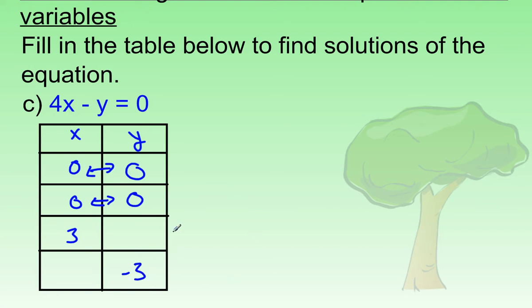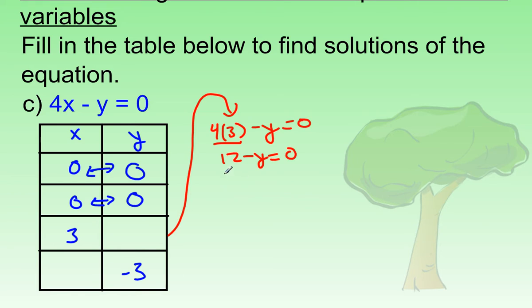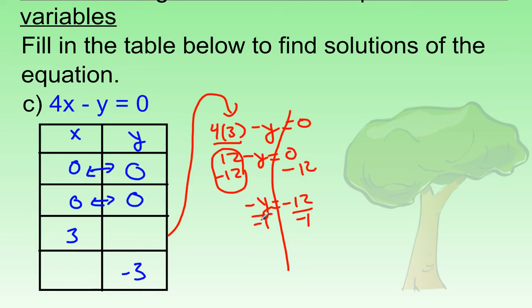Let's see what happens. So, for the first one, if the x value is 3, 4 times 3 minus y equals 0. This is 12. So we'd subtract 12 on both sides. We're solving our equation. This cancels out. Negative y equals negative 12. Divide by negative 1 on both sides to get rid of this negative here. And y equals 12.